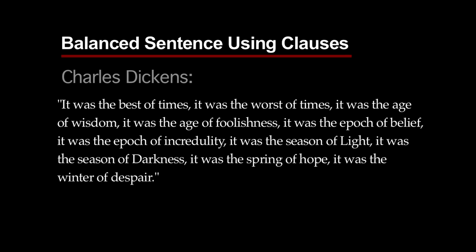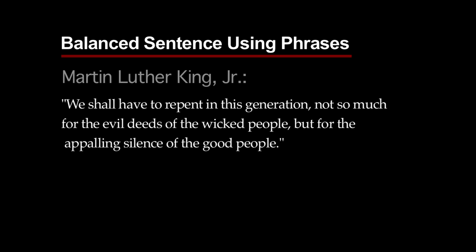These kinds of sentences are sometimes called balanced sentences. A balanced sentence can be a sentence that has two or more clauses within it that balance each other, as in the Dickens lines above, which exhibit 10 balanced clauses, but it can also be one which has two or more balancing phrases. Martin Luther King Jr. frequently used balanced sentences in his writing.